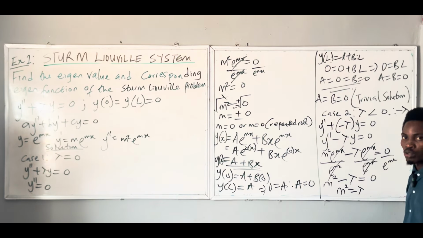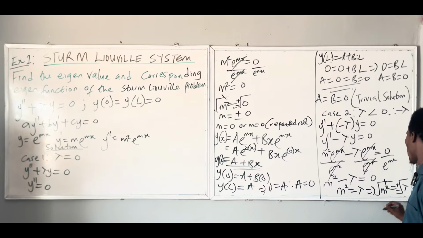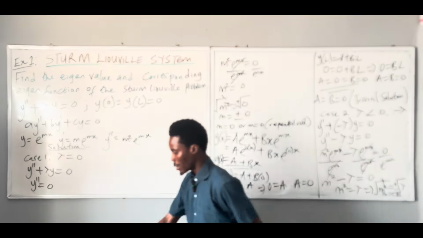So what am I able to do? I take the square root of both sides so I can get what m is. I'm going to have the square root of m squared is equal to plus or minus the square root of lambda. So my answer is m is equal to plus or minus square root of lambda.